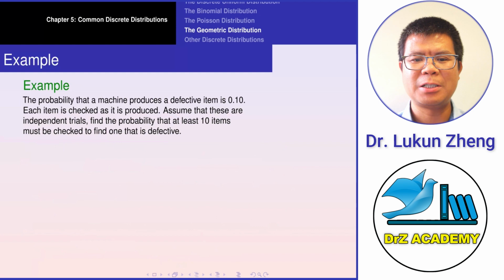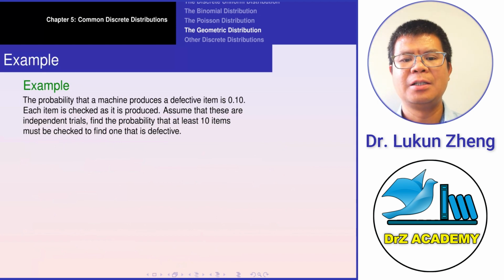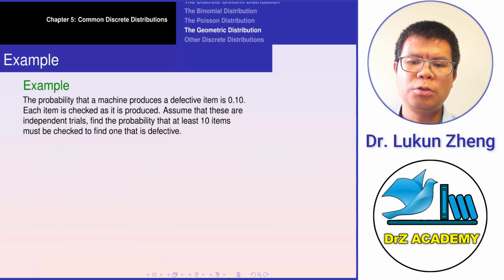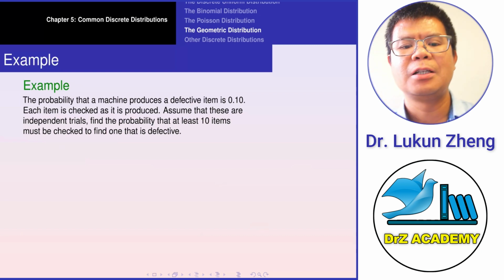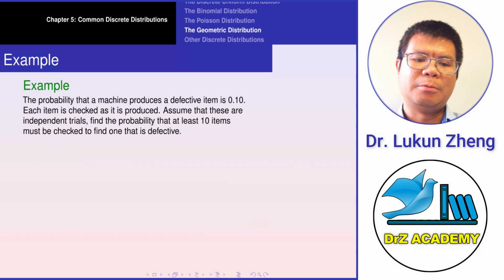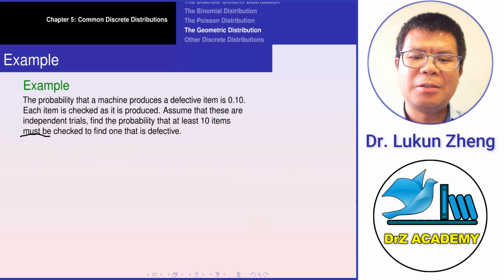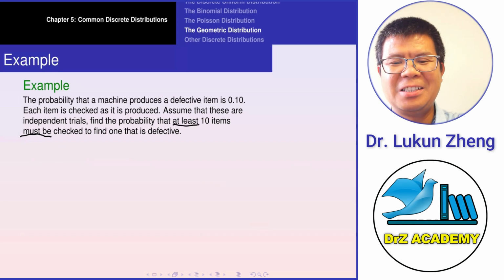Now let's consider another example, right? The probability that a machine produces a defective item is 0.1. Each item is checked as it is produced. Assume these are independent trials. Find the probability that at least 10 items must be checked to find one that is defective. Okay, so now you've got to understand this one. At least 10 must be checked, right?